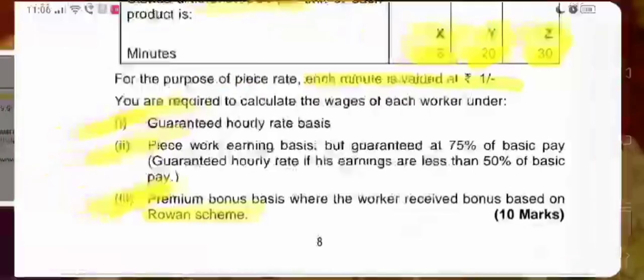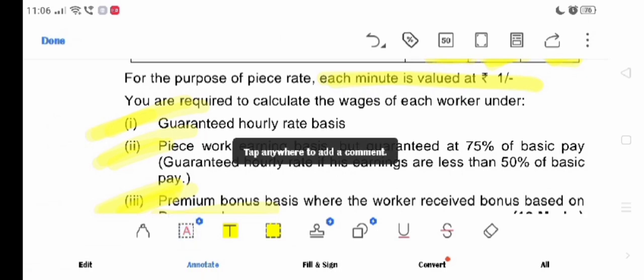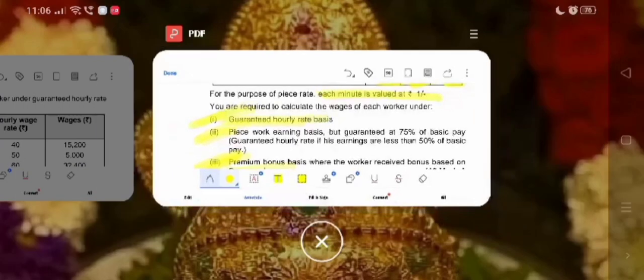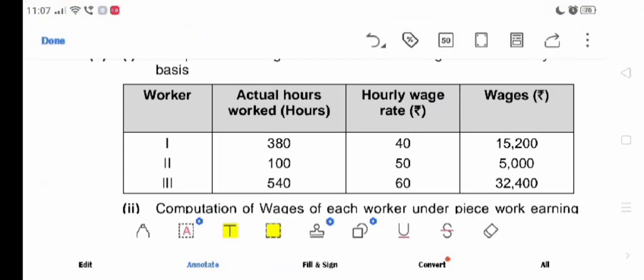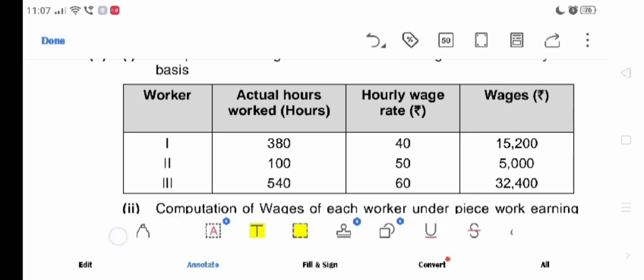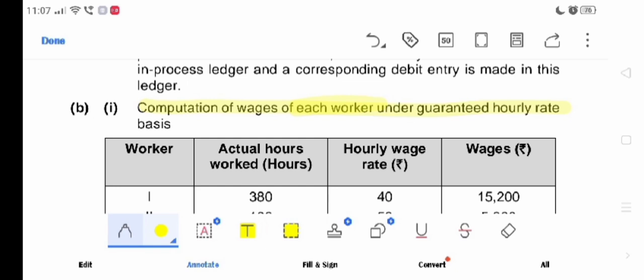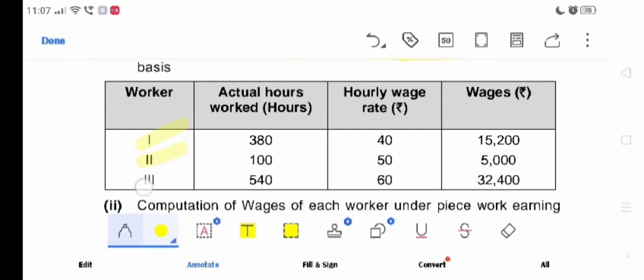The first thing he is asking about is the guaranteed hourly rate basis. With the time actually worked and the basic wage rate per hour, we are just going to multiply them and arrive at the guaranteed hourly rate basis. This is a very simple and basic one. So, computation of wages of each worker under guaranteed hourly rate basis, for workers 1, 2 and 3.